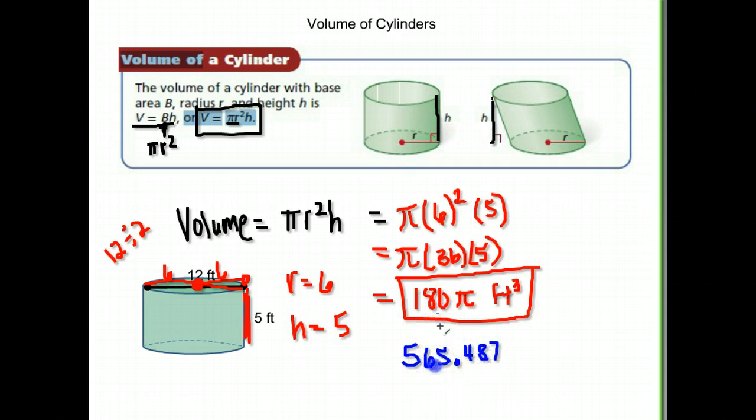Okay, so again, those are both correct answers. It just depends on what form they want it in, with the pi left or with the pi multiplied through and not written.